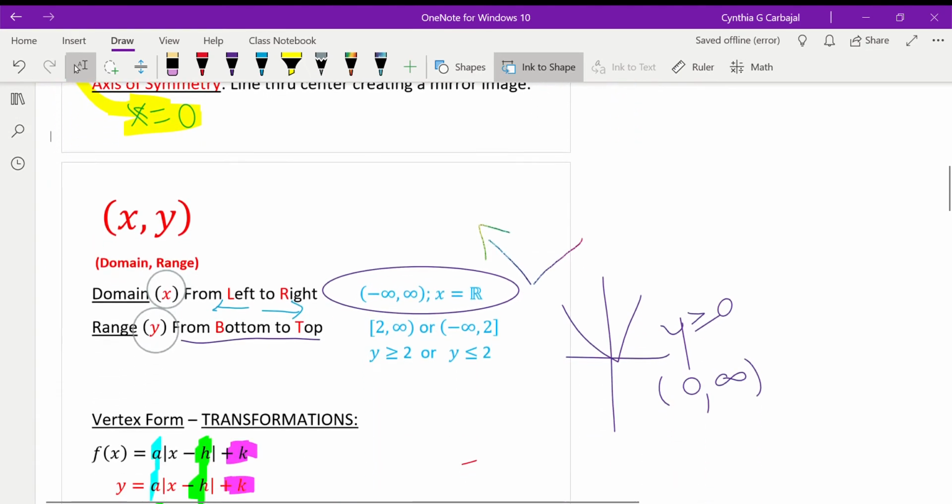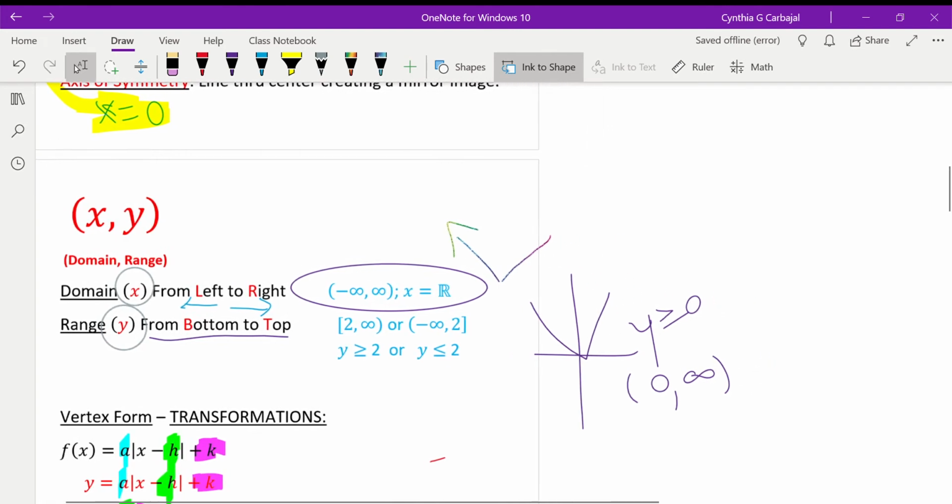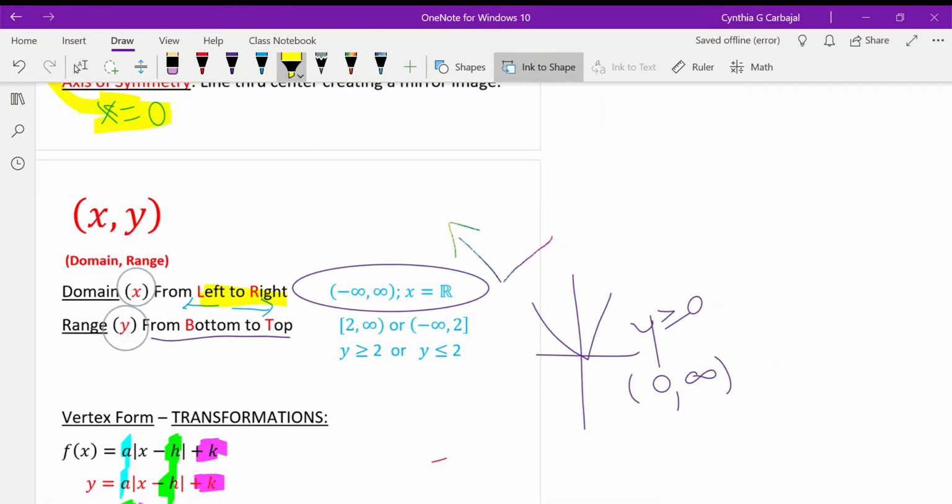Next part. So this part is a refresher. Domain, we go left to right. And if you see our function for the parent function of absolute value, from left to right, I can actually keep going and going on forever. If I plug in a positive 7, I'll get a positive 7. If I plug in a negative 7, I'll get a negative 7. So I'll keep going forever to the left, forever to the right. That's why our domain is negative infinity, positive infinity, or all real numbers. Pretty much, if you're not sure, this is the answer, okay?